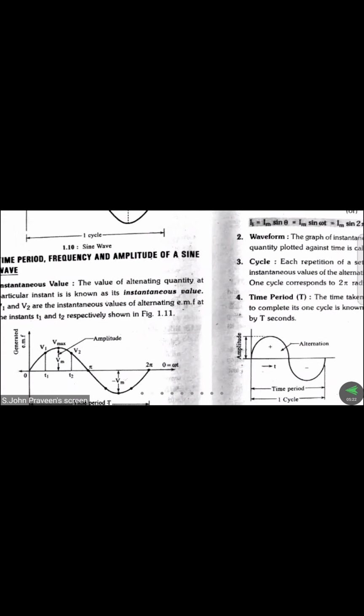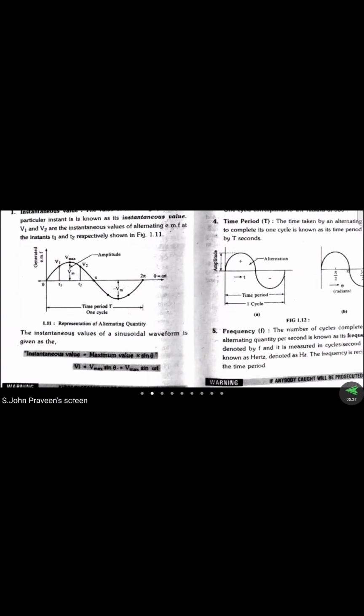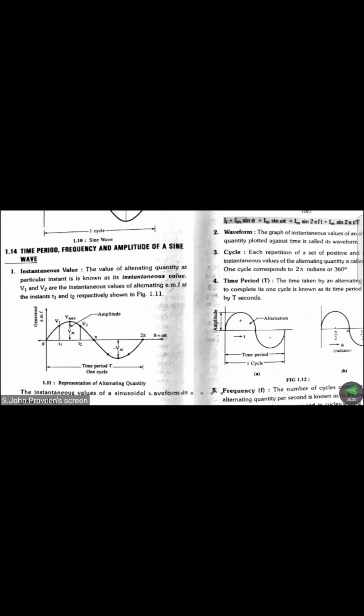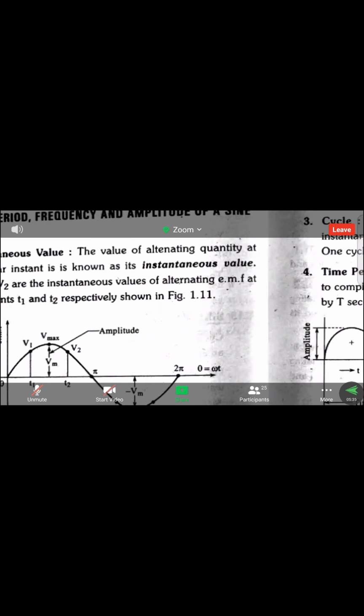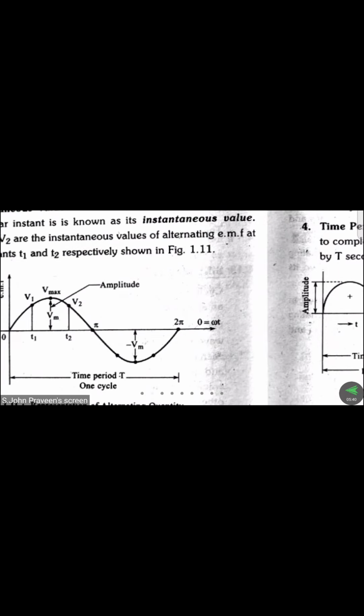First we think about instantaneous values. What are instantaneous values? For example, we are taking a sine wave. Just assume at time t1, say 1 second, the value is v1. At 2 seconds the value is v2. At 3 seconds the value is v3. It is the magnitude of voltage or current at a particular time on the sine wave, and that is called an instantaneous value. Simply, we can say instant value.